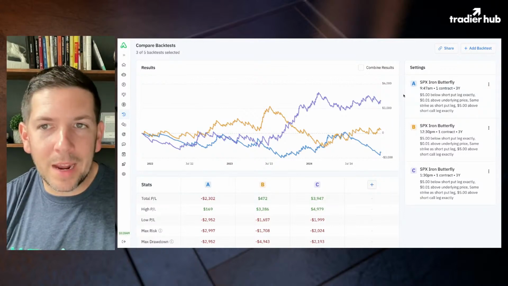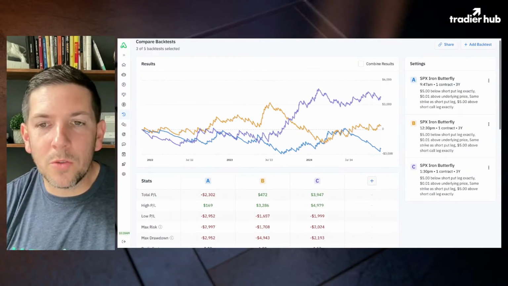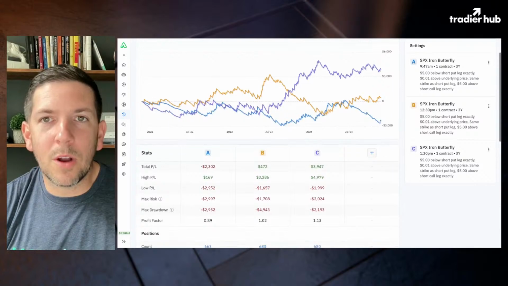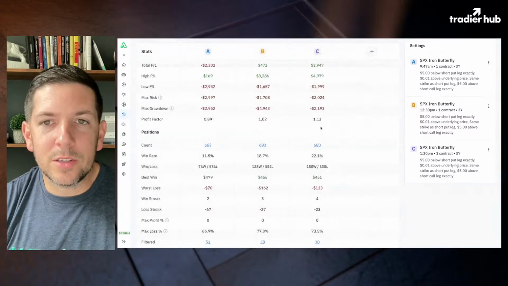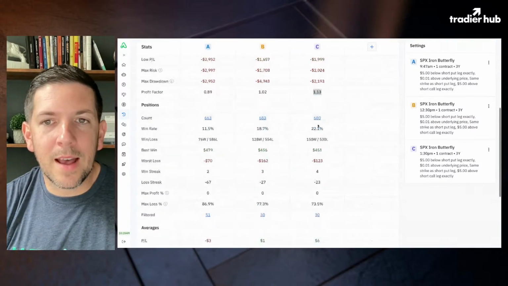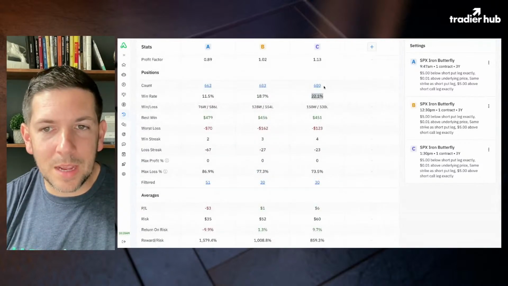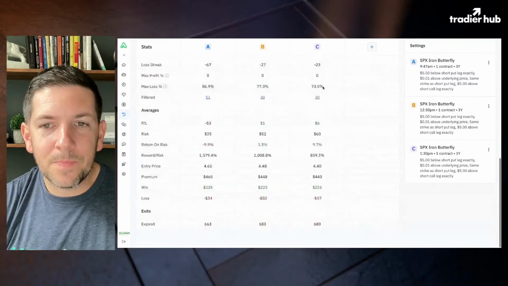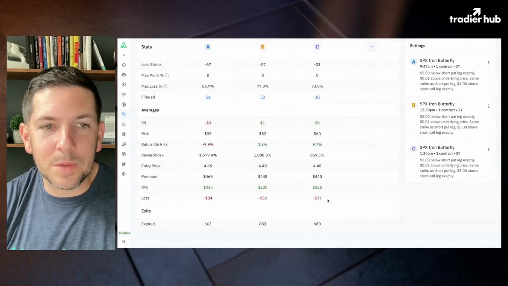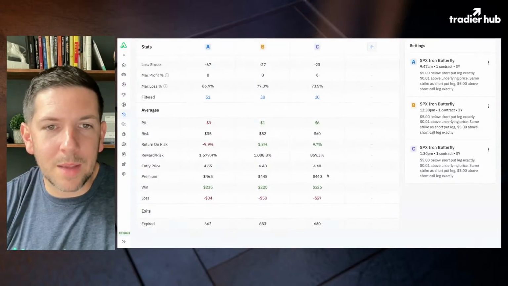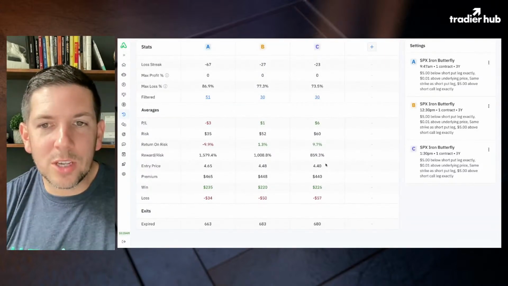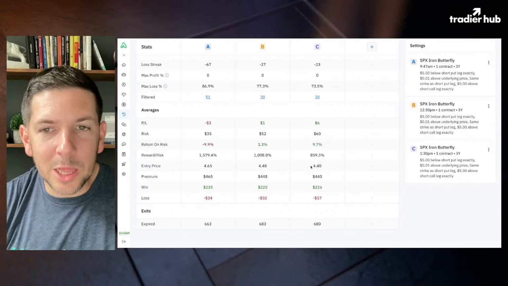You did dramatically different. Multitudes of profit higher than the other one. You can see the profit factor was significantly higher. Your win rate was significantly higher. Again, you entered about the same number of trades, so that's good. And you're still taking in about the same types of positions. You actually entered positions that had slightly lower premium.